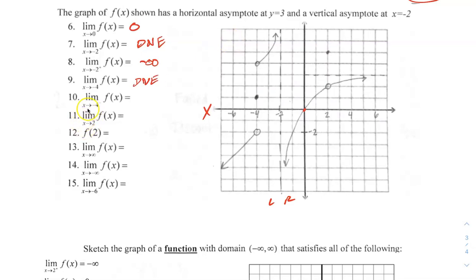Next question though. As x approaches -4 from the left. So here's -4. We want to come from the left side. So we're going to -2.